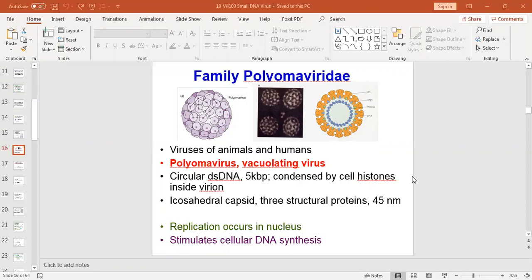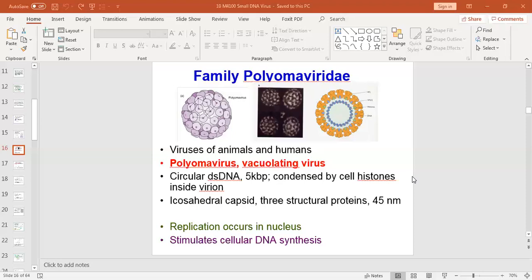The genome of this virus is circular, double-stranded, 5 kilobase, and the virus genome is condensed by histones inside the virion. We've briefly touched on histones before, but I have a slide that describes histones in detail for those of you who may have forgotten about the concept.